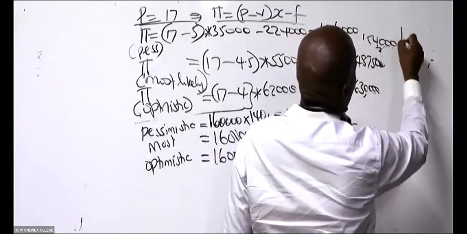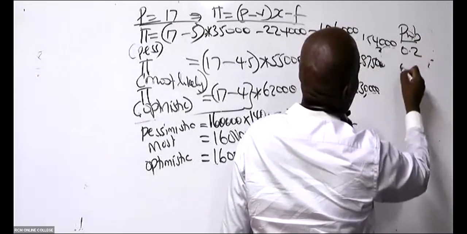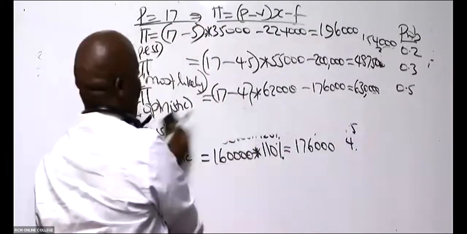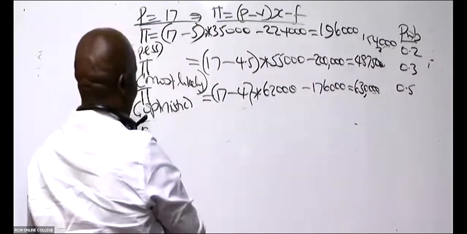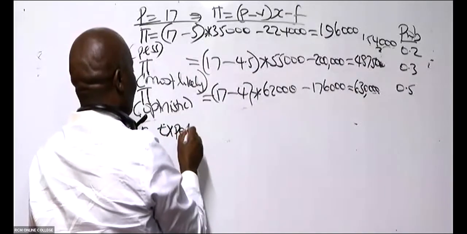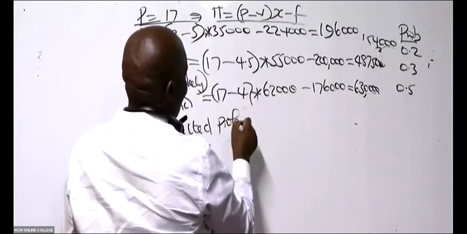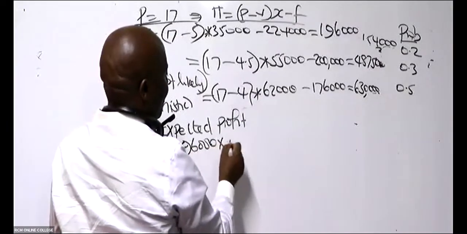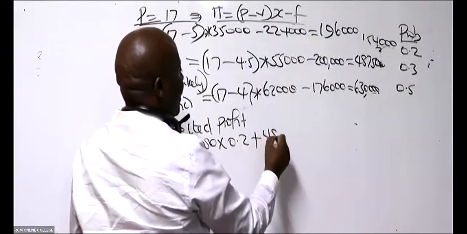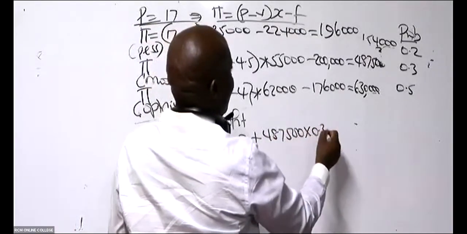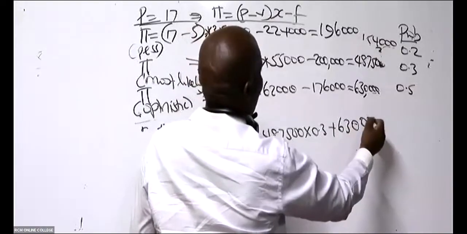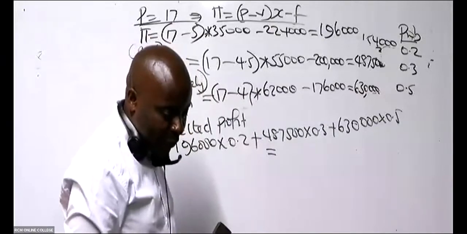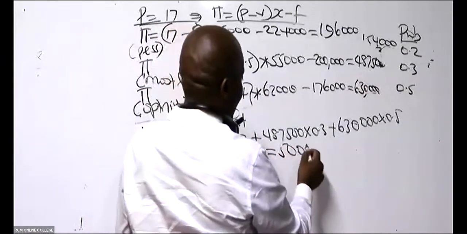Remember our probability is still for the three environments, 0.2, 0.3, and 0.5. So then we can very easily give our examiner the expected profit. Expected profit. So we are taking there 196,000 times 0.2 plus 487,500 times 0.3 plus 630,000 times 0.5, which gives us what figure at the end of the day? 500,450. Thank you so much.